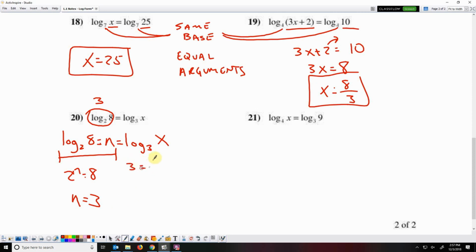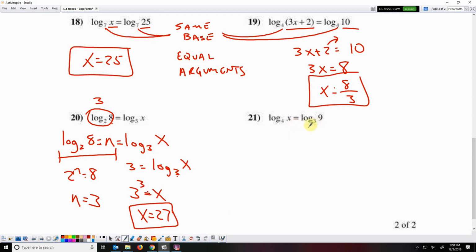So 3 equals log base 3 of x. In exponent form, 3 to the third power equals x. 3 times 3 times 3 is 27. So x equals 27. So by putting the n here, what I really do is just evaluate that side so I could set this equal to some number.